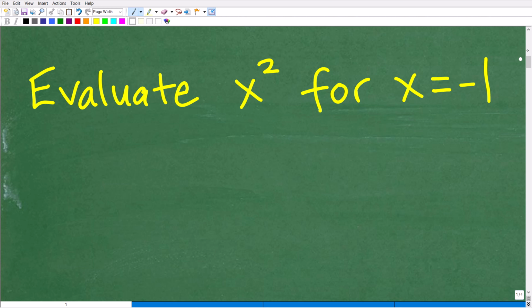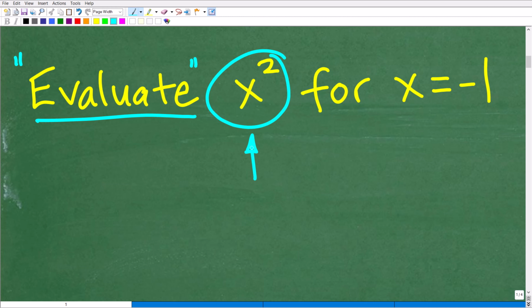So let's go ahead and get into the problem. The first thing we want to understand is, what does this word mean in algebra? Evaluate, okay? Well, evaluate means when we are given some sort of variable expression.